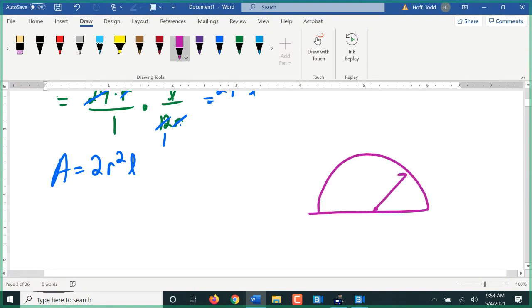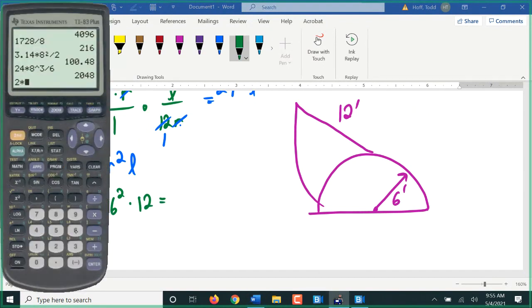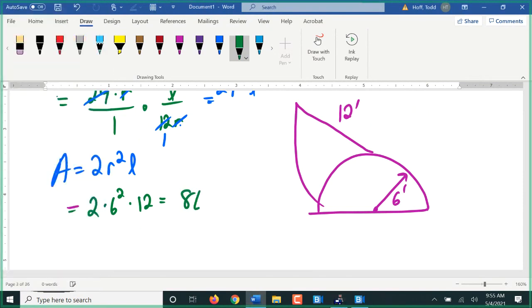So if I'm given a 6-foot radius and a 12-foot ridge, that area is going to be 2 times 6 squared times 12. That gives a lateral area of 864 square feet.